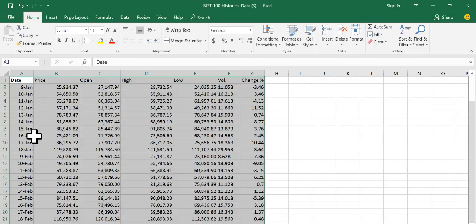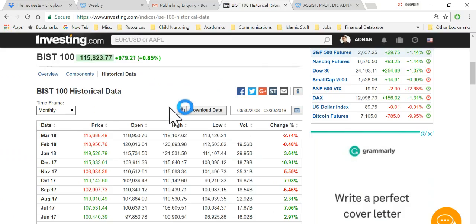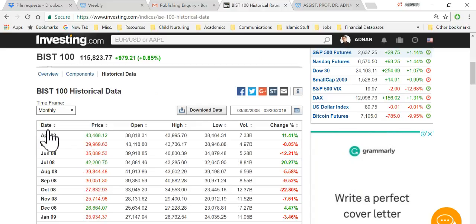So look. Yes, we have a problem here, because it is taking this 9 as the lowest number, and 9th of January, 10th of January, it is doing it like this. So the best way to do this is you go here again to investing.com and just click this date button. So it will correctly sort it out. So again you press the download button. So it will download again.